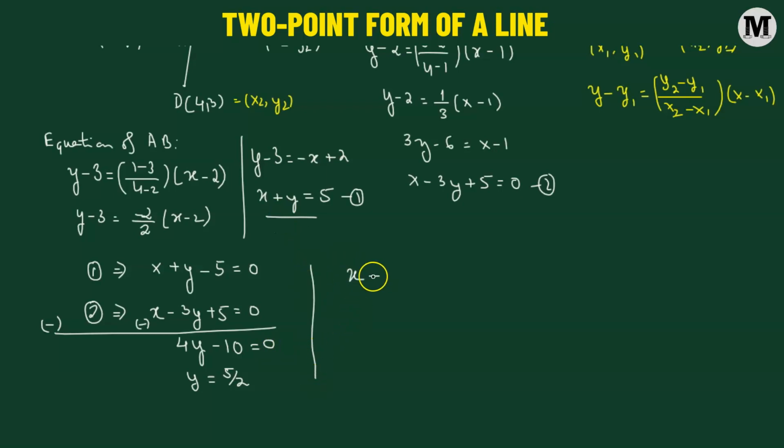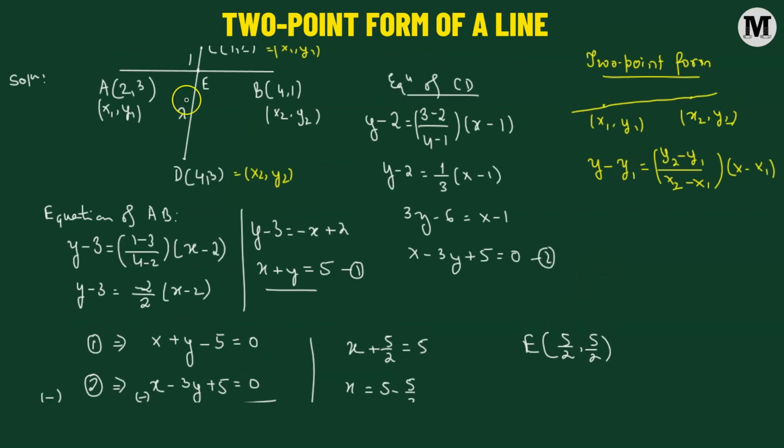Now that we have the value of y, we need to find out the value of x. So we have x plus 5 over 2 equals 5. So x will be equal to 5 minus 5 over 2, or simply put, x will be equal to 5 over 2. So we have the point E with coordinates x comma y. So that comes out to be 5 over 2 comma 5 over 2. Okay, now we have the coordinates of point E.